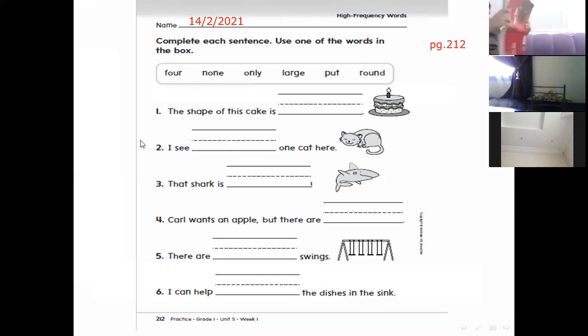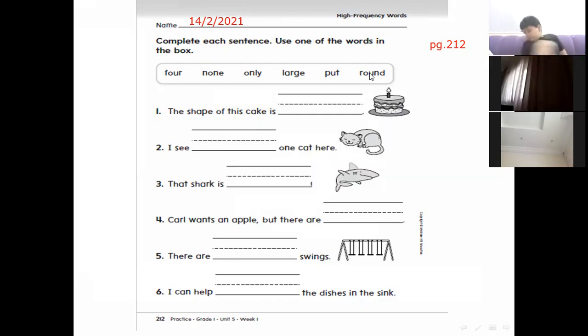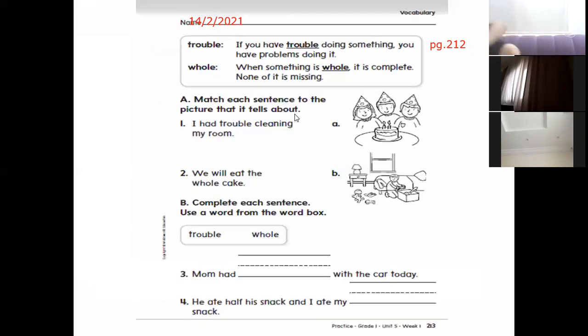Keep your mics muted. Your Turn practice book, page number 212. Asir. Oh, Habiba. Okay, Habiba, she didn't answer. Open it. Habiba, I told you. Wait, I will mute them all because they're making noise. Habiba, I told you to try to fix your cam.